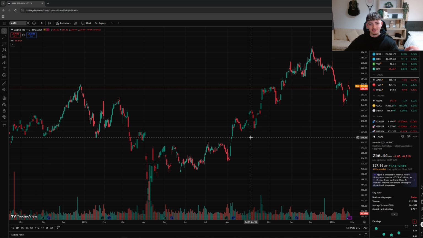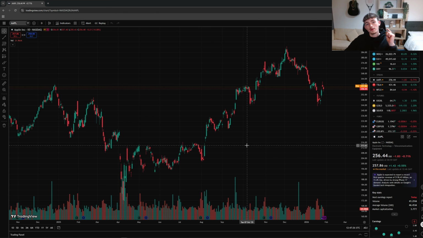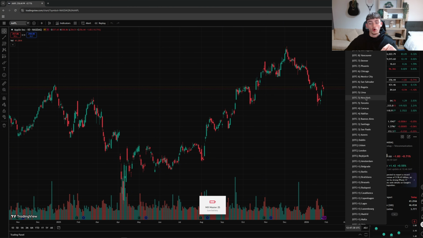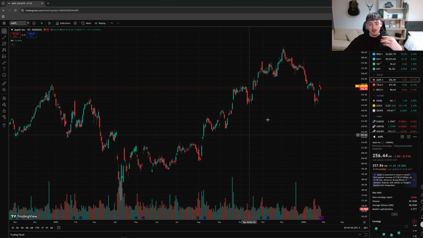Once you've downloaded TradingView and you open it up, this is what it will look like. It doesn't look too pretty, and you're going to want to change a few things. First of all, make sure you have your time down here set to New York. So that's, at the moment for me, UTC -5. So we click that, and then you'll be on the same time stamp as New York.